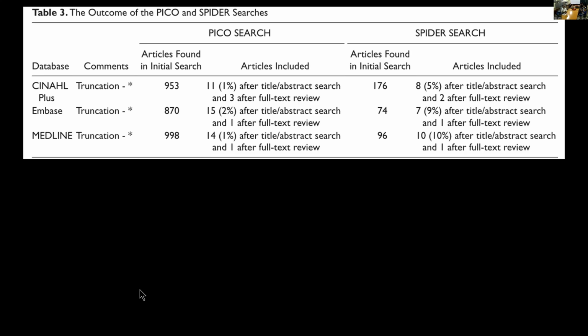So using the PICO, they got 953 articles. But when the reviewers did a proper title and abstract review to look for relevance, they found they could use only 11 of those articles. So only 1% of articles they could include. But after they did a full text review, they found only 3 of them were useful for their study. But on the other hand, SPIDER totally gave only how many articles? Very few, 176. Out of it, 5% based on your title and abstract search, and 2 after a full text review. So overall, SPIDER gives you fewer articles, but the relevance is a little bit more as compared to the PICO. So similar to others, Embase and Medline also, they have put their findings.